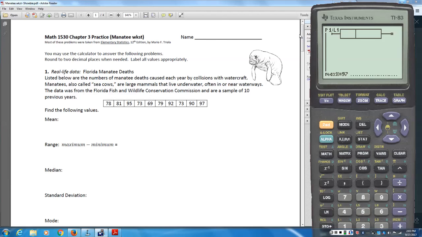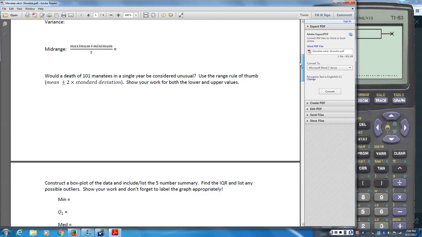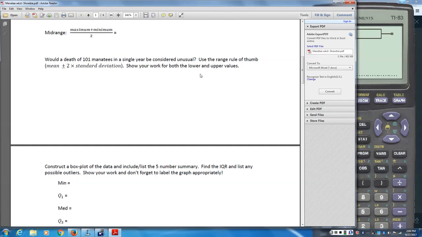So what you want to do to finish this worksheet then is you want to record all those values. And then where it says use the range rule of thumb to determine whether a death of 101 manatees in a single year would be considered unusual, what you want to do is take the mean, multiply the standard deviation by 2, and add it to the mean. And anything more than that means that it would be unusual.